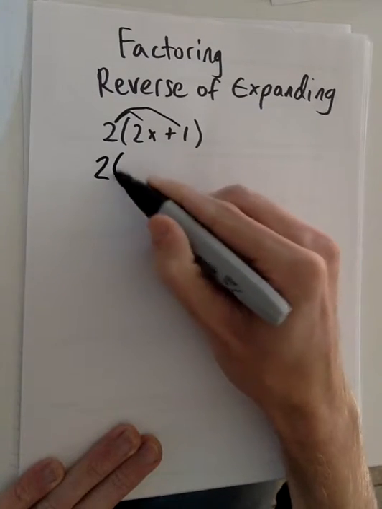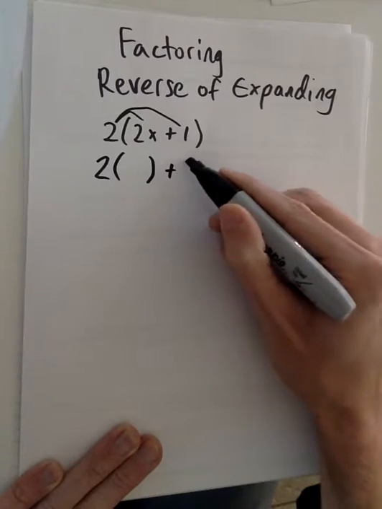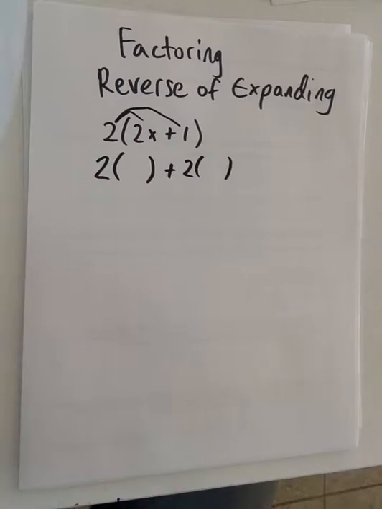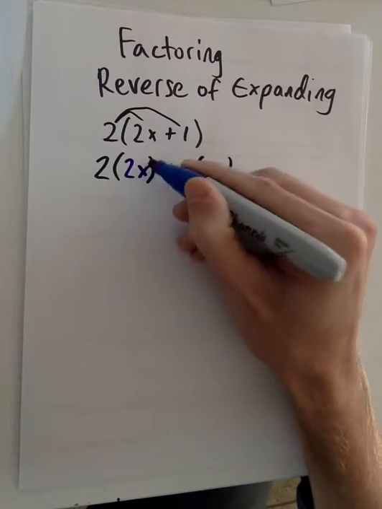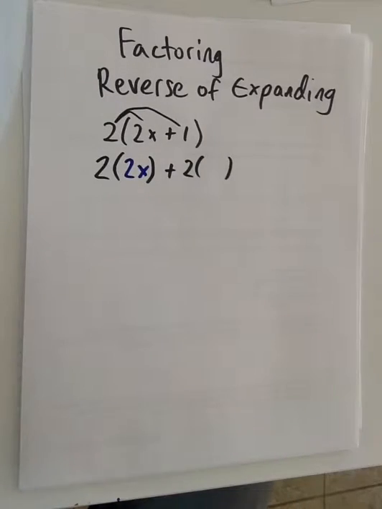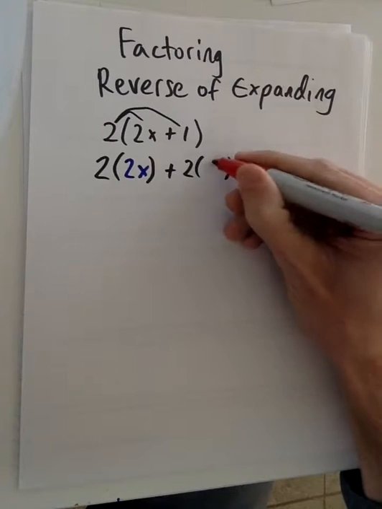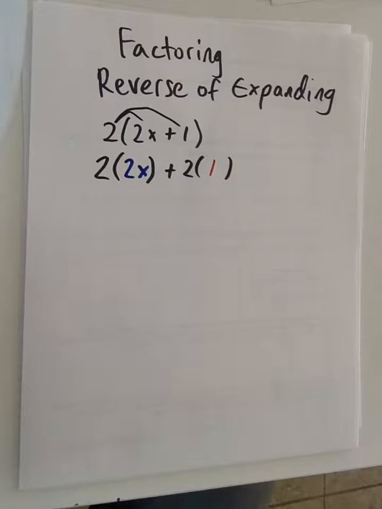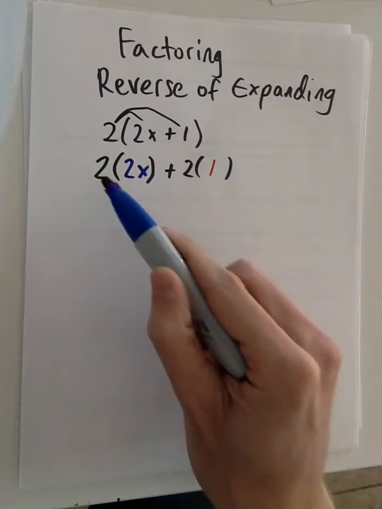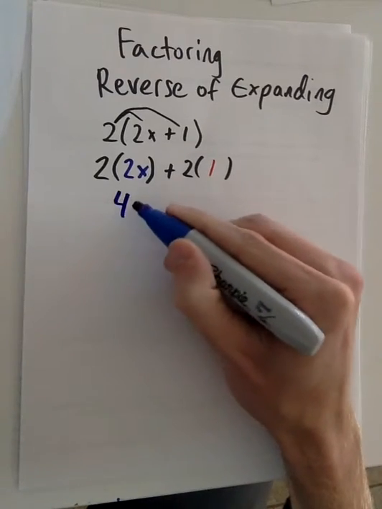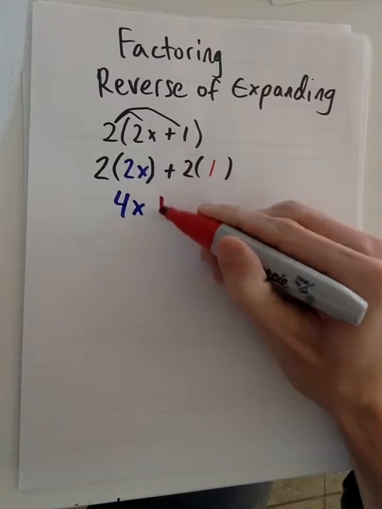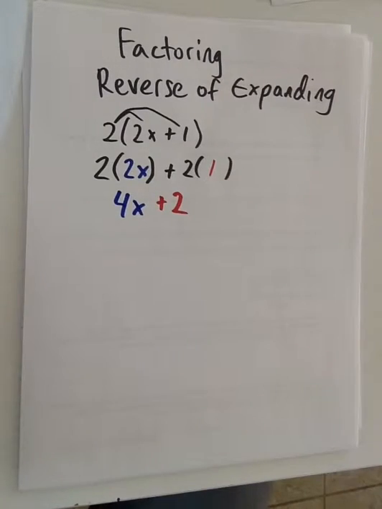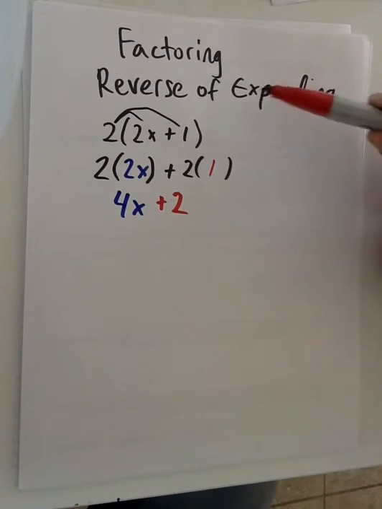We would have 2 times the first term plus 2 times the second term. Our first term will be 2x in blue, and our second term is 1 in red. So if we continue this process, we have 2 groups of 2x to make 4x, and 2 groups of 1 to make positive 2. Alright, that was expanding.